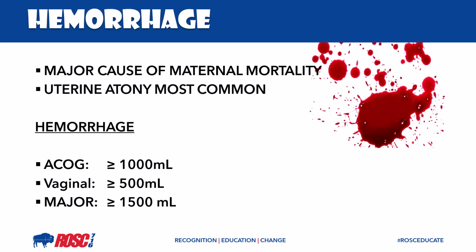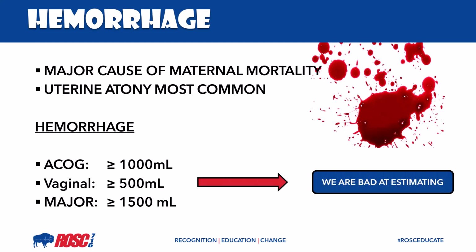ACOG, the American College of Obstetricians and Gynecologists, defines hemorrhage as greater than 1 liter blood loss. It defines major hemorrhage as greater than 1.5 liters blood loss. However, during a vaginal delivery, anything greater than a half liter should define hemorrhage as well. And we're pretty bad at estimating blood loss. So it's very important that we're weighing all our sponges during vaginal deliveries and operative procedures.